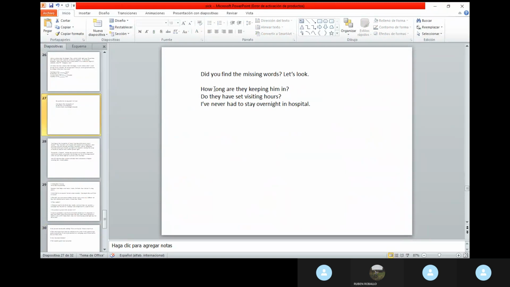Acá hay uno. How long are they keeping him? ¿Cuánto tiempo él estará hospitalizado? Do you have set visit hours? ¿Cuántas horas estarán? I have never had to stay over in the hospital. Esta palabrita es también hablar que estuvo hospitalizado. Ok.